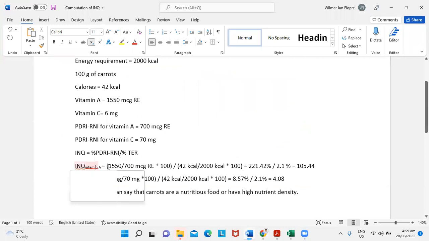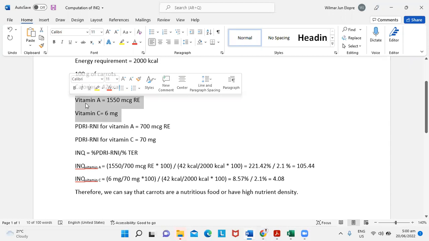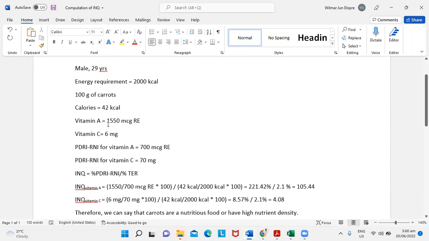So ato na i-substitute ang mga given nga factors. So for the numerator, this is the percent PDRI. So remember, ang percent PDRI is computed as the actual intake or the actual nutrient content of a food, okay, which is 1,550 micrograms RE. Okay, so kani gi-derive ninyo ni siya sa FCT. Okay, because 100 grams of carrots contain 1,550 micrograms RE of vitamin A. Okay, and then 100 grams of carrots contain 6 milligrams of vitamin C.